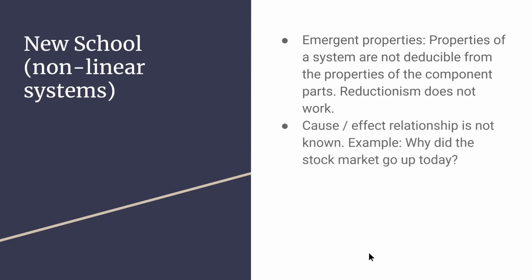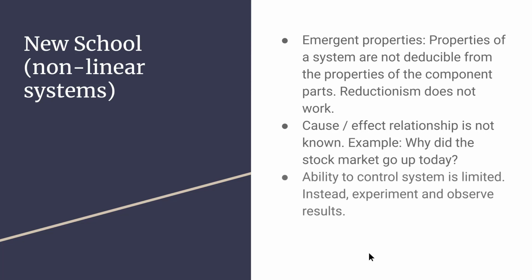The cause and effect relationship is not known. A simple example is, why did the stock market go up today? So the stock market is a nonlinear system. And the ability to control the system is limited. Instead, all we can do is experiment and observe the results. So fundamentally, these systems are unpredictable, and therefore that breaks the old school form of management.